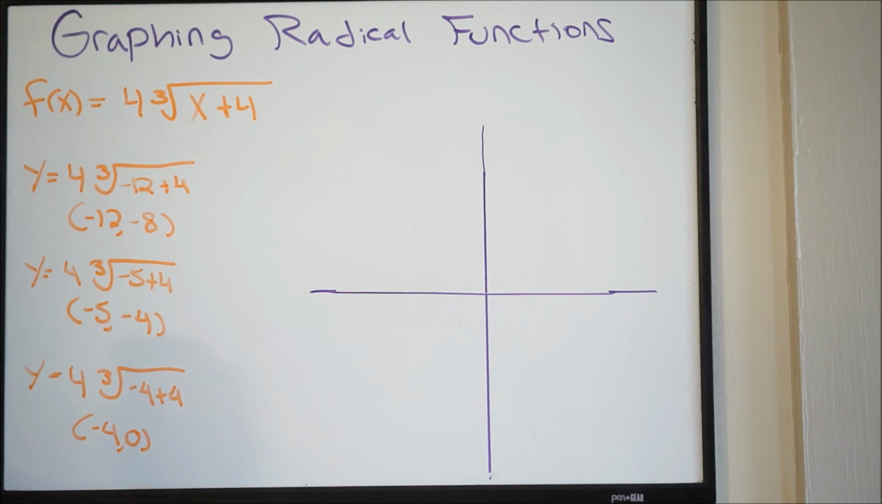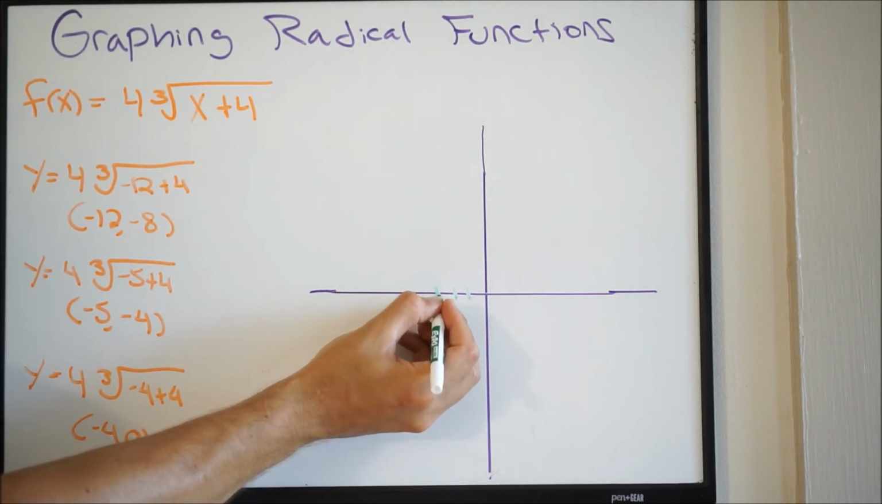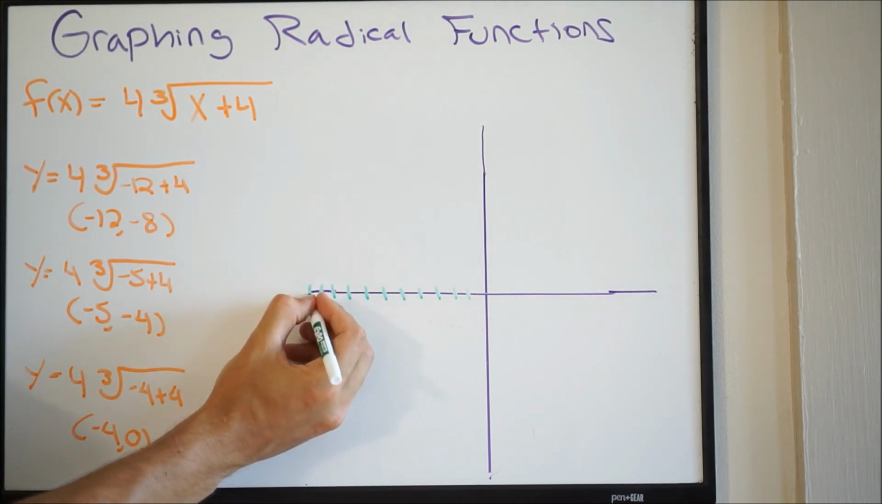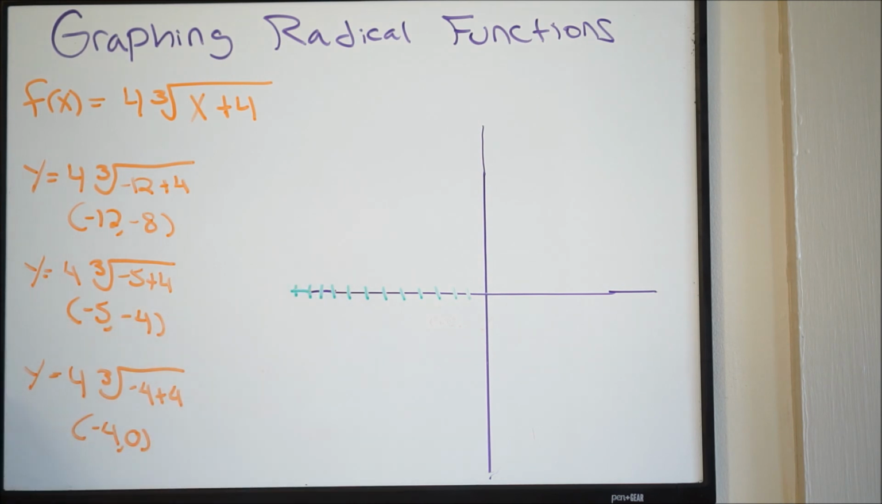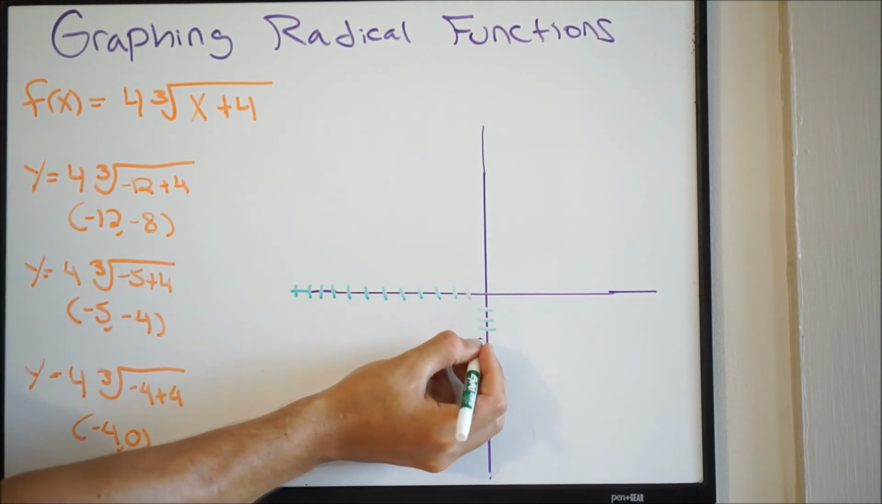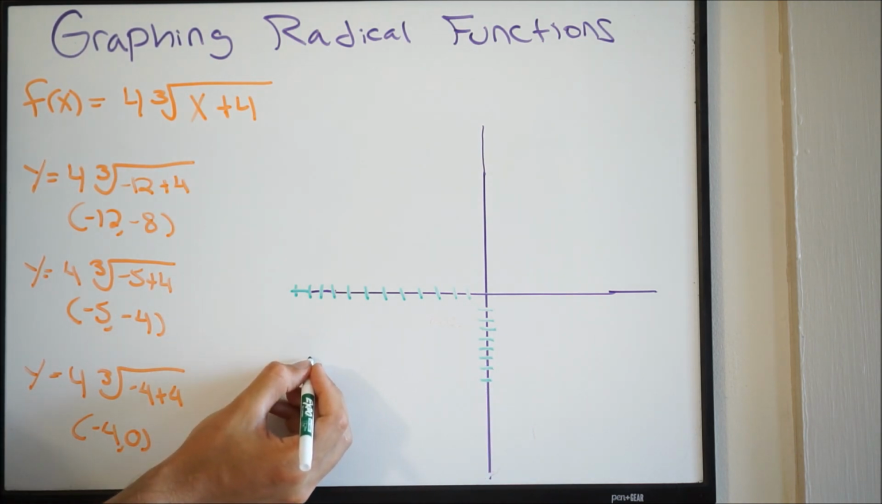All right, so we have negative 12, negative 8, so we're going to go over negative 12. So 1, 2, 3, 4, 5, 6, 7, 8, 9, 10, 11, and 12. Extend it a little bit. And then we're going to go down negative 8. So 1, 2, 3, 4, 5, 6, 7, 8. So we have a point right about here.